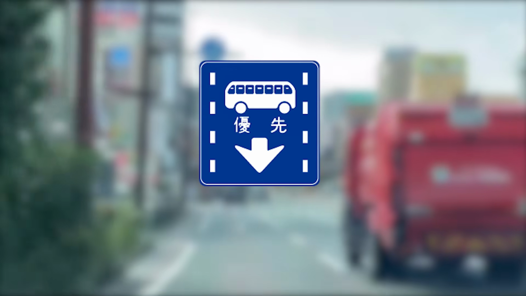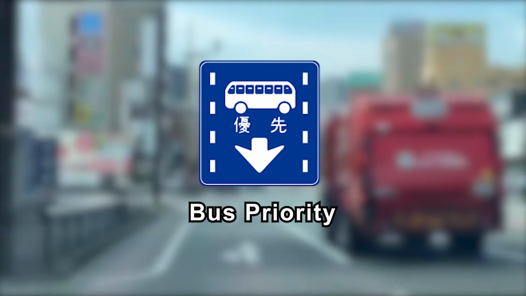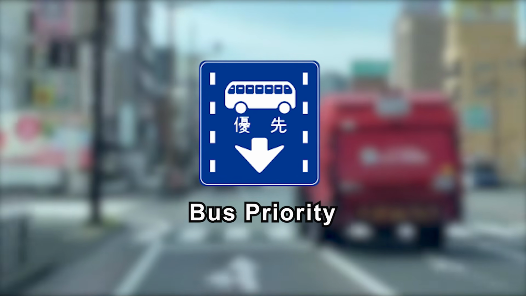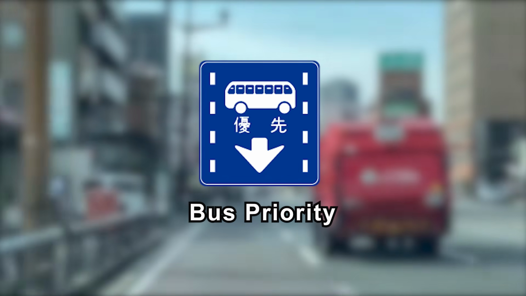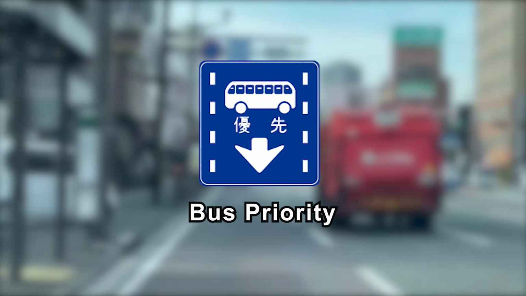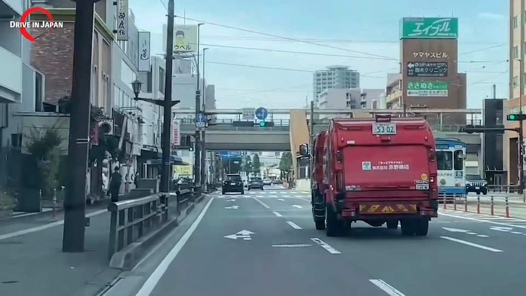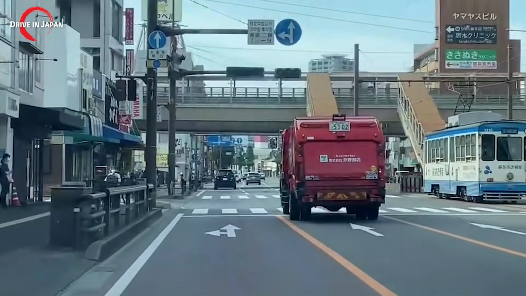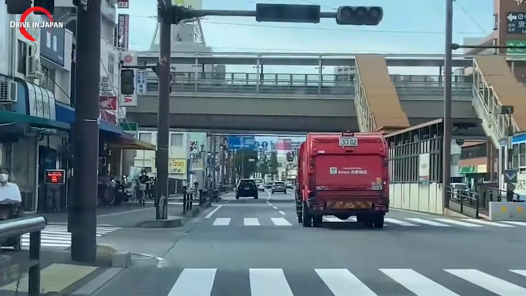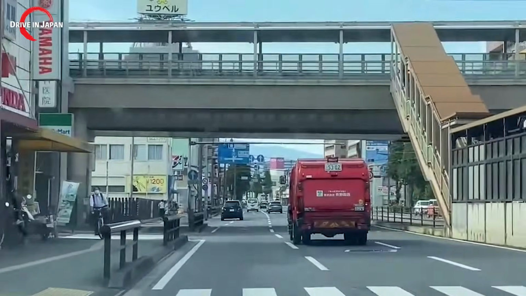This sign indicates priority lane for buses. You can travel in a bus priority lane. But if a bus is approaching you from behind, you have to exit the lane in order not to interfere with the bus. If there's a possibility that you won't be able to exit the lane because of congestion when a bus is coming from behind you, you must not enter the bus priority lane.